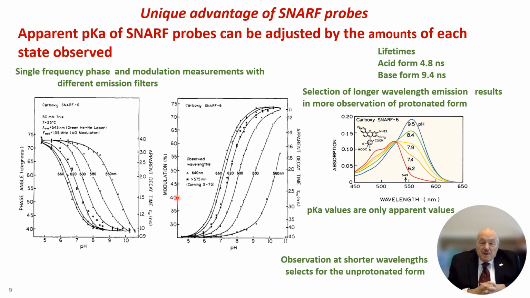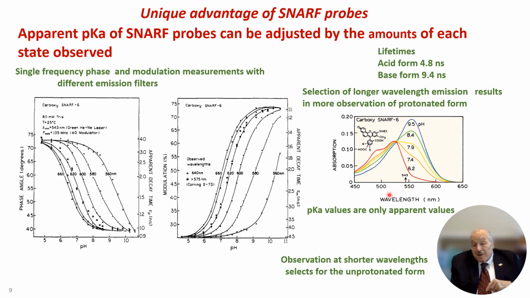There's actually a unique advantage to the SNARF probes, and this is different from many other probes, and that is it has a whole range of different apparent pKa values. I'll say that again. It has a range of different apparent pKa values, and that is because depending on the emission wavelength, you can collect more of the unprotonated emission or more of the protonated emission.